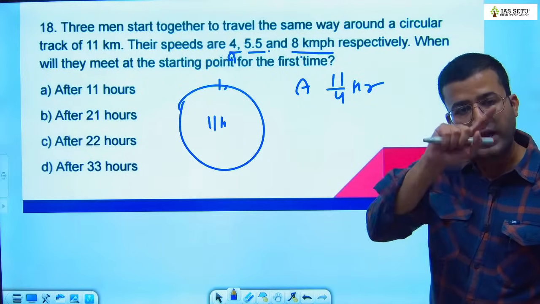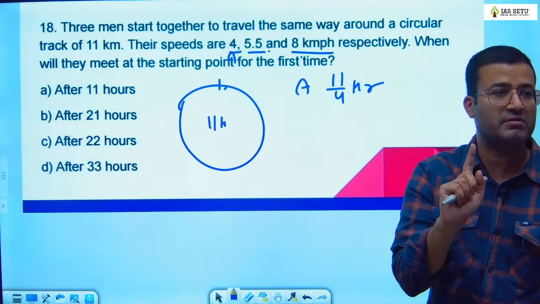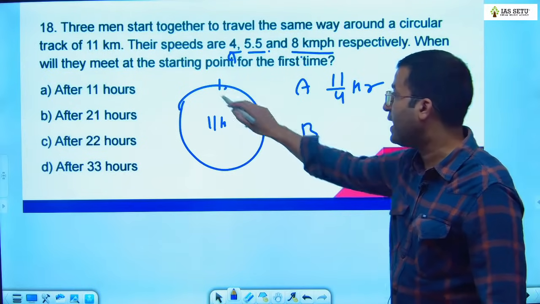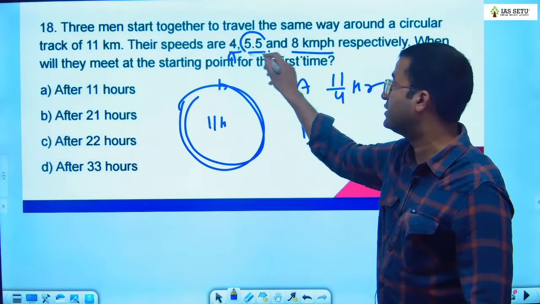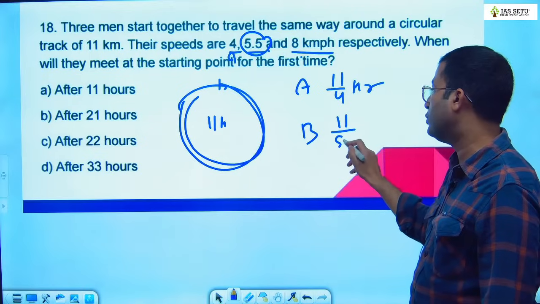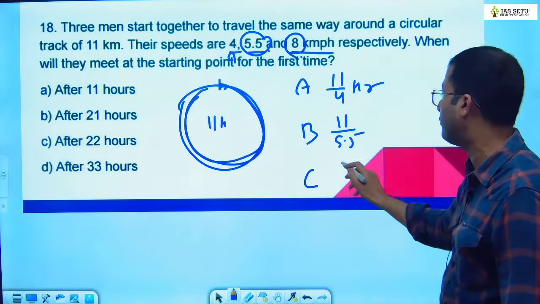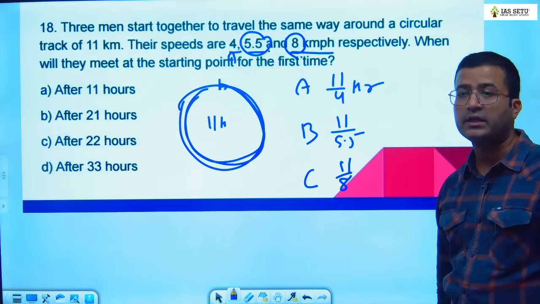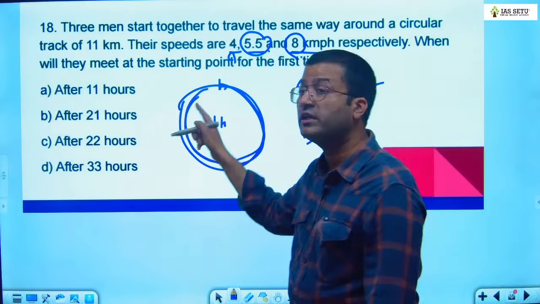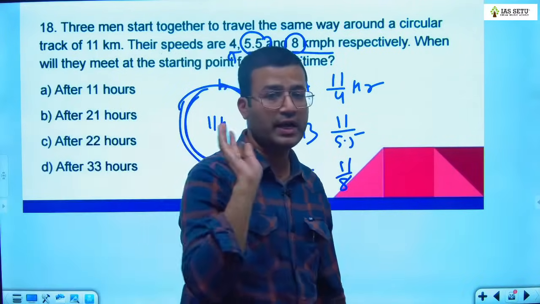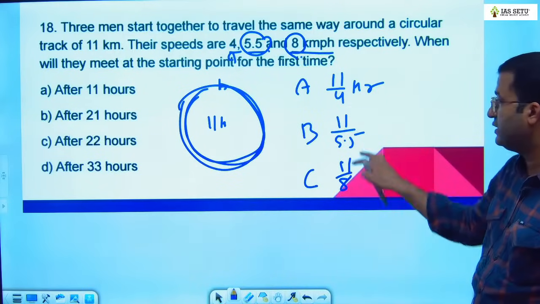A has to cover 11 kilometers at a speed of 4. Distance upon speed will be time. B has to cover 11 kilometers at this speed. Distance upon speed will be time. C has to cover 11 kilometers at a speed of 8, so 11 by 8. If they ask when these three athletes will meet at the starting point, again you take LCM. We take the LCM of the times.